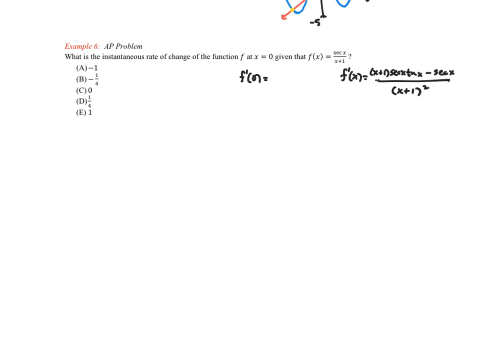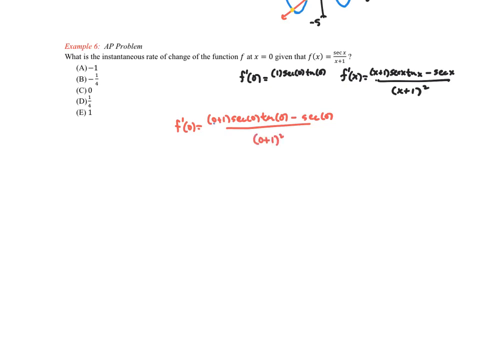Okay, so I'm going to have 0 substituted in for all values, and therefore I get 0 plus 1, which is 1, secant of 0, which is 1, tangent of 0, which is 0. Now I don't like the way this is working out, so scratch that. I'm going to move this stuff over. So f prime at 0 is 0 plus 1 times secant of 0 times tangent of 0 minus secant of 0 over 0 plus 1 quantity squared.